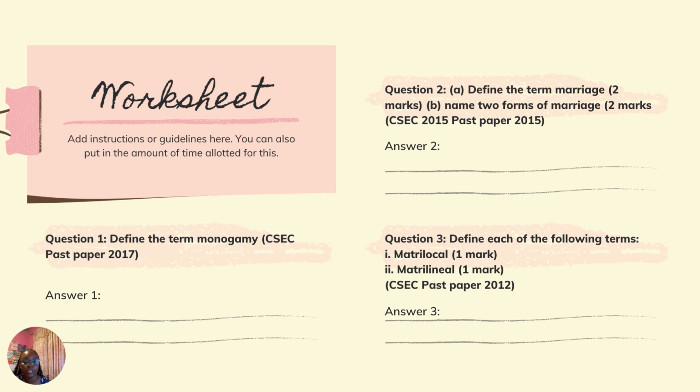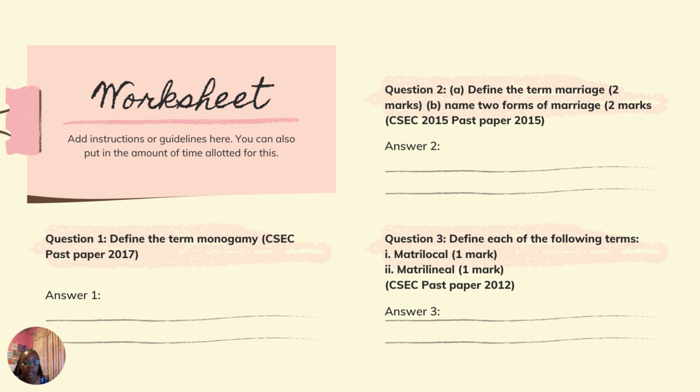Define the following terms: matrilocal, matrilineal. All you need to do is look back at the terms. Ma means mother, local means locate. Where the married couple lives with the wife's side of family.